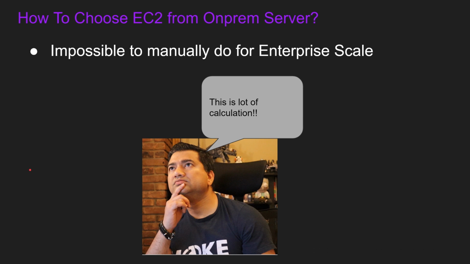For choosing EC2s from an on-prem server, you might be thinking, well, I'm going to check how many CPU cores I have on-prem, how much RAM I have, and then I'm just going to pick an EC2.